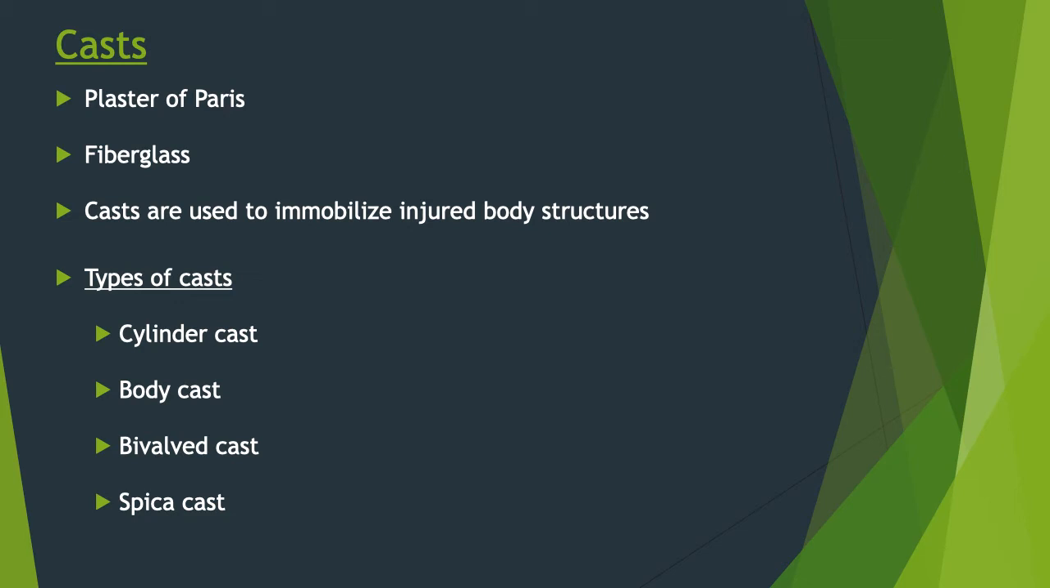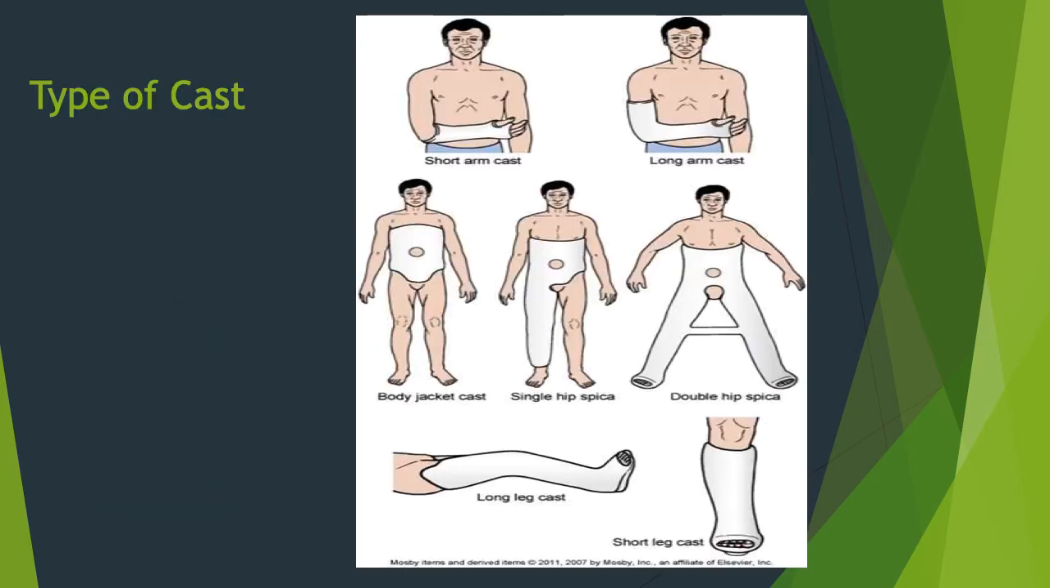And this is usually mostly for upper body extremity. Your bivalve casts are used for your arms or your upper extremities. Now, a body cast encircles the entire trunk of the body. So here are some examples of various types of casts and what body part they may even be on.